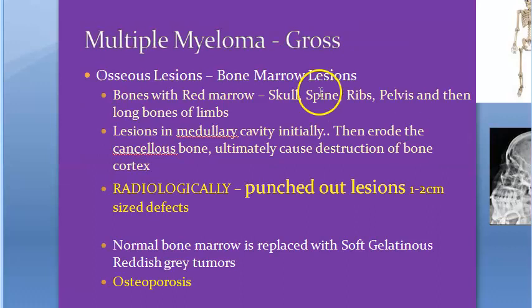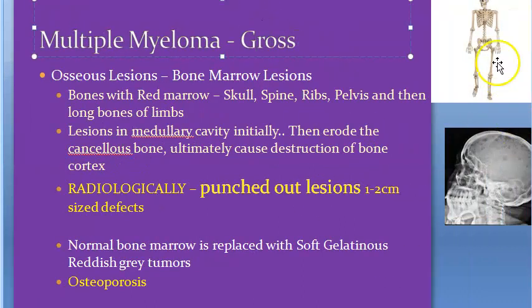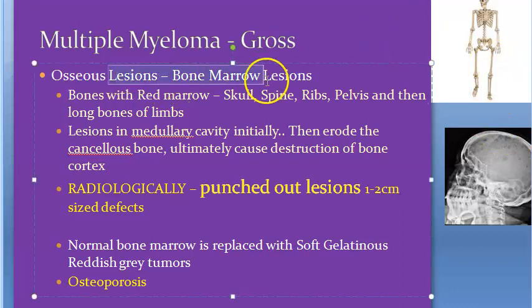Shall we move on? Now coming to the gross. What exactly will you see in the gross in multiple myeloma? Now basically there are osseous lesions. There are bone marrow lesions. Like we already told you, the bones with red marrow like skull, spine, ribs, pelvis, and then the long bones of limbs are affected. The lesions usually will be in the medullary cavity, right? In the marrow, in the medullary cavity.